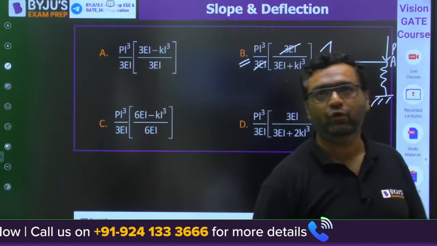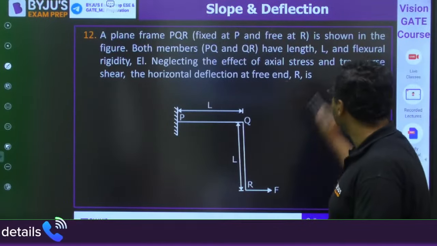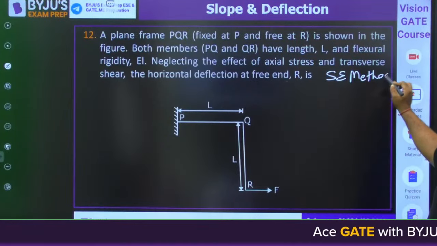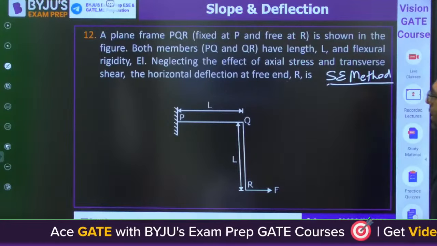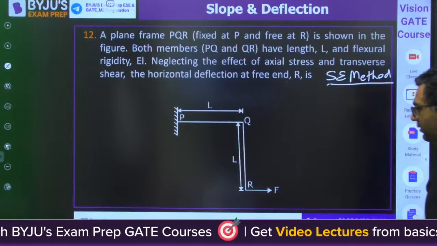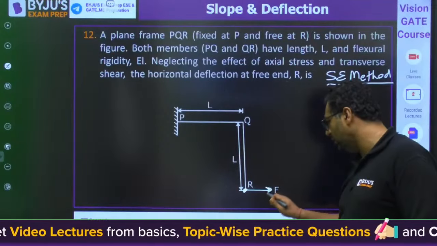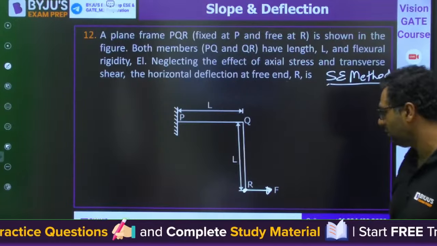Vineet, we are planning for that. That's why I discussed it here. Strain energy method, last question, last method. You need to find out the deflection of R. When you need to find the deflection of a point where force is acting, and it is a case of a connected beam, we will go for the strain energy method.